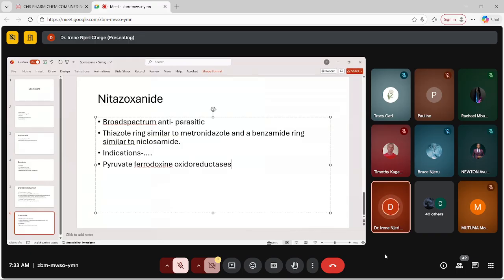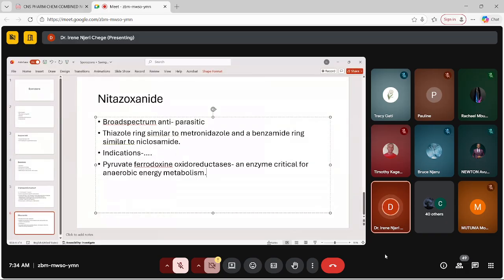And this is an enzyme critical or important for anaerobic energy metabolism. Anaerobic energy metabolism. Okay, so that is it.